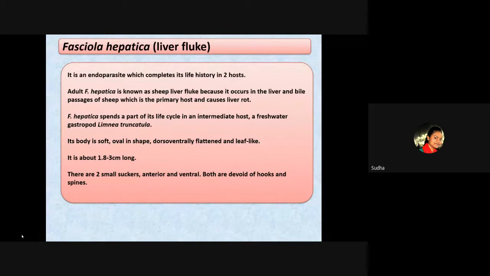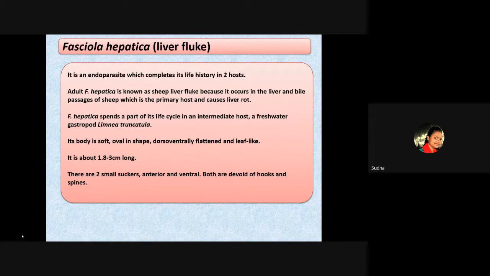So what happens over here? This Fasciola hepatica, as the name is given, liver fluke, actually attacks the liver. It causes the liver to rot. When it infects, heavy infection will damage the liver, and ultimately can cause death of the sheep also.